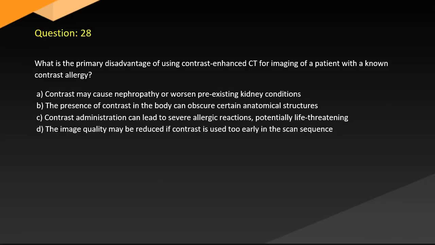Question 28. What is the primary disadvantage of using contrast-enhanced CT for imaging of a patient with a known contrast allergy? A. Contrast may cause nephropathy or worsen pre-existing kidney conditions. B. The presence of contrast in the body can obscure certain anatomical structures. C. Contrast administration can lead to severe allergic reactions, potentially life-threatening. D. The image quality may be reduced if contrast is used too early in the scan sequence.